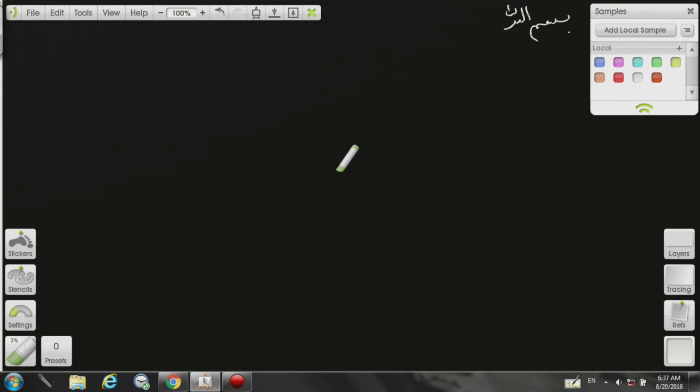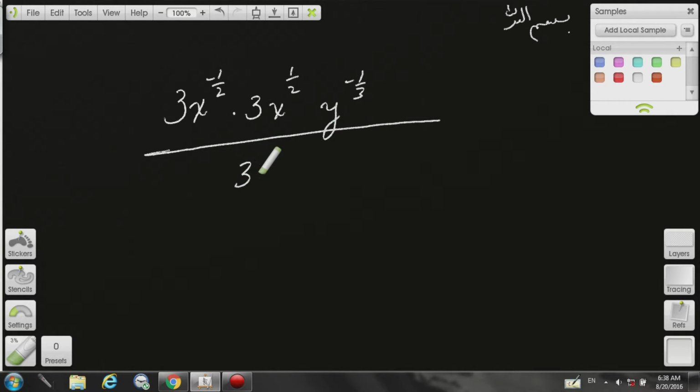Let's do one more. How about this one? 3 times x to the negative 1/2 times 3 times x to the positive 1/2 and y to the negative 1/3 over 3 times y to the negative 7/4. When I have negative exponents like this, this means this x belongs down over here. You can just take that down, and this negative exponent says the y actually belongs on the top. You can take that over there.